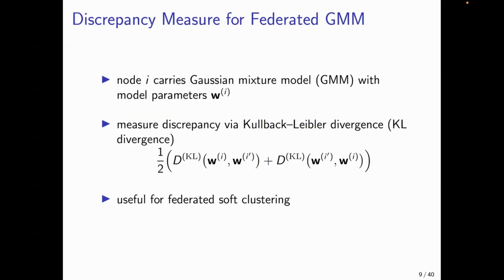And we can also craft discrepancy measures for clustering applications. We recently started to work on clustering applications, and we can also use the KL or Kullback-Leibler divergence between the distributions, or Gaussian mixture models that are parametrized by some vector, to measure the discrepancy. And using this discrepancy measure results in federated soft clustering. So you will hear in lecture 5 next week about federated learning methods for clustering.